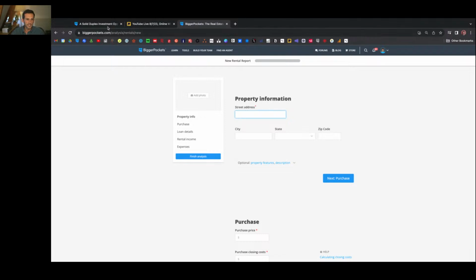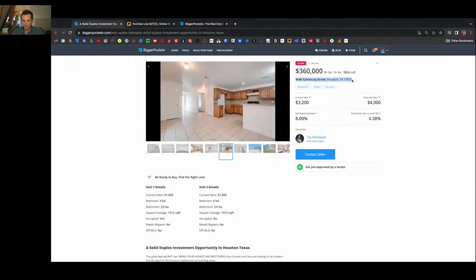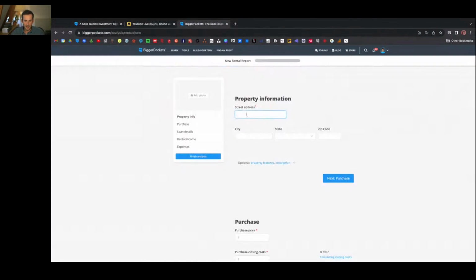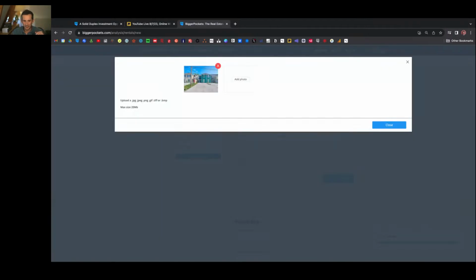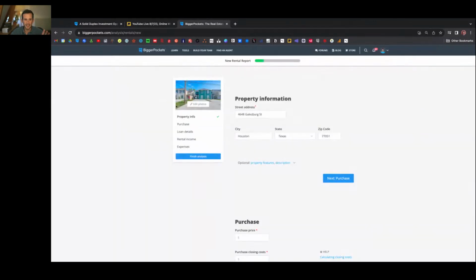So the first step is just putting in the property address. I'm literally just going to copy and paste this. You could do this for any deal that you want to. And in the BiggerPockets calculator, it should auto-populate so you can see exactly the address. So there we go. I like to add photos. I do a lot of deal analysis, and honestly, I forget the addresses, and it's easier for me to remember them when I look at them. So I just add one. It's the green duplex in Houston. Now I can remember it.